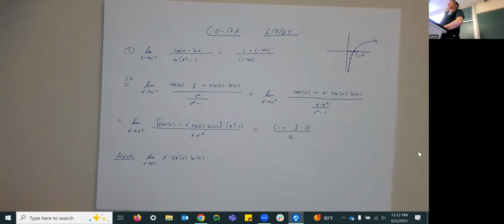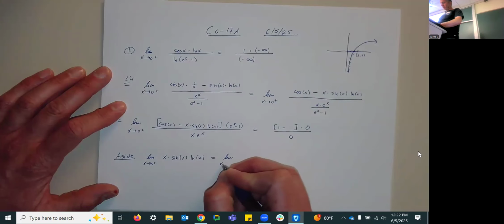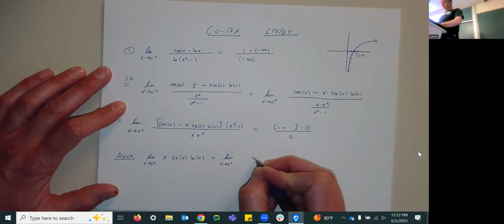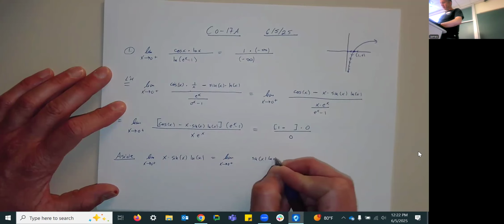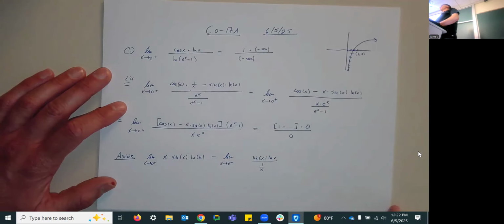Let me think for a second here. That's terrible that way. Let's go ahead and put the x on the bottom. So we're going to rewrite this as the limit as x approaches 0 from the right of sine x times natural log of x divided by 1 over x. That's not going to be good either. It's so bad. I'm so disappointed by this problem. This problem is really gross.